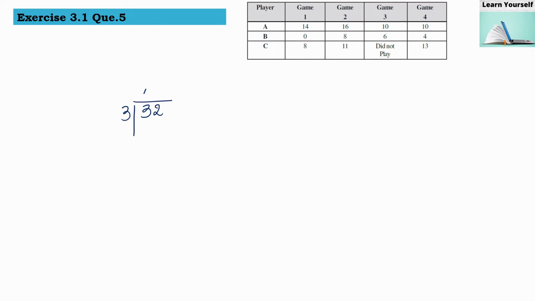First we are taking 3 ones are 3. So we will get here 0. Then we are taking 2 down. But 2 is lesser than 3, so we cannot divide. That's why we are keeping 0 here. Now, after 2, we are going to keep 0, and because of that, we are taking a decimal point here.